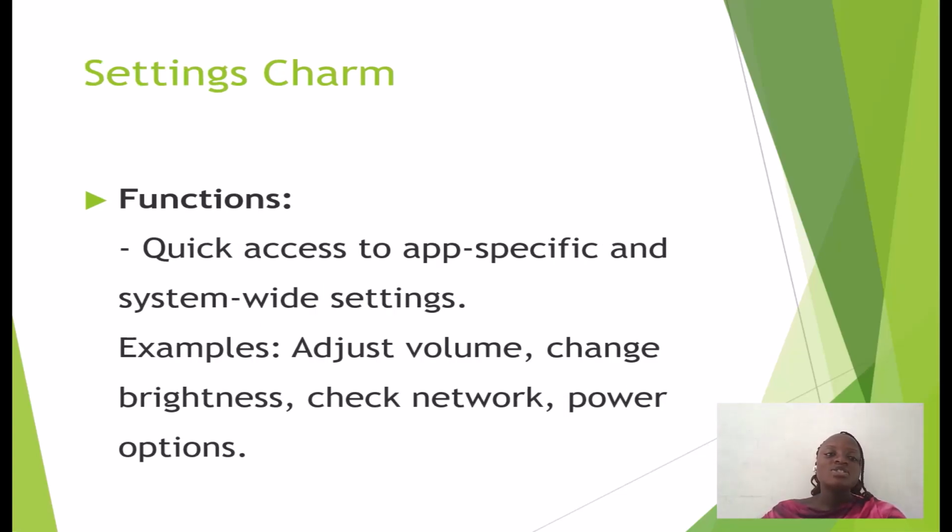Also, we have the settings charm. One of the functions of the settings charm is quick access to app-specific and system-wide settings. Examples are to adjust volume, change brightness, check network, and power options.